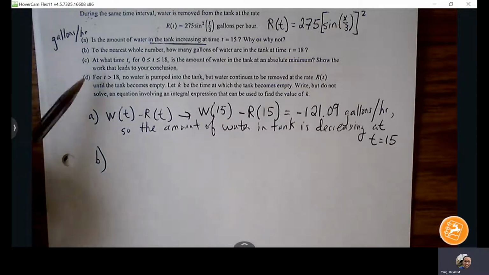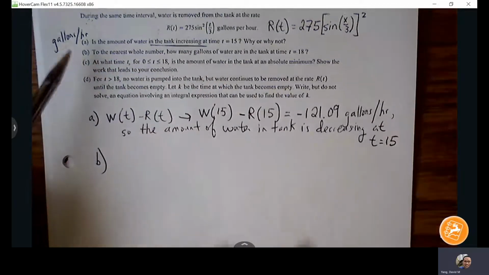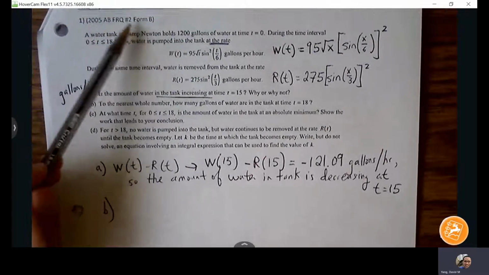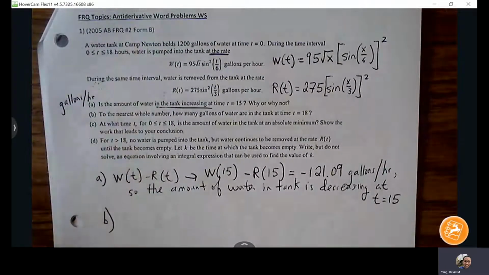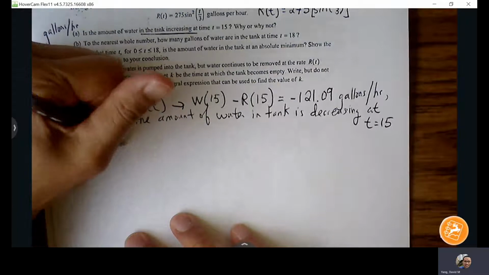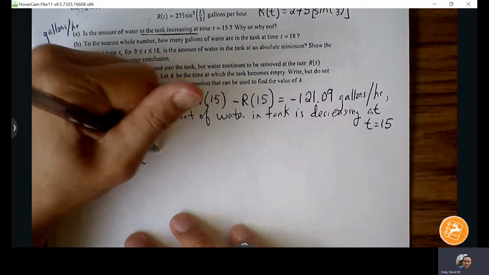Okay, part B. To the nearest whole number, how many gallons of water are in the tank at t equals 18? So this is the theme of these antiderivative word problems. It's always going to have this kind of a formula to it. And let me share that formula again. And it's always going to show up in some capacity.